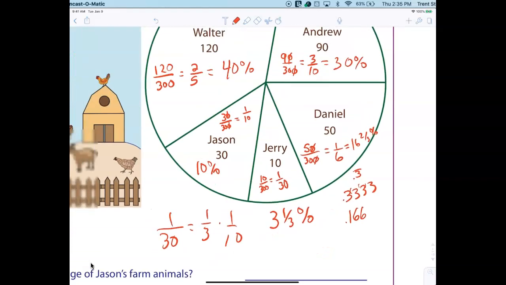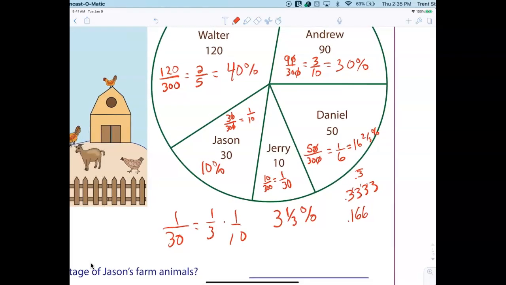So I want everybody to realize that 1/6 is the same as 16 2/3%. Now what's going to happen if I add up all the percentages? You're going to get 100%. Just like all the fractions will add up to 1. And if I added up all the decimals, they would also add up to 1. Because 100% is the same as 300 over 300, which is the same as 1 over 1. All right, hopefully that's making sense.